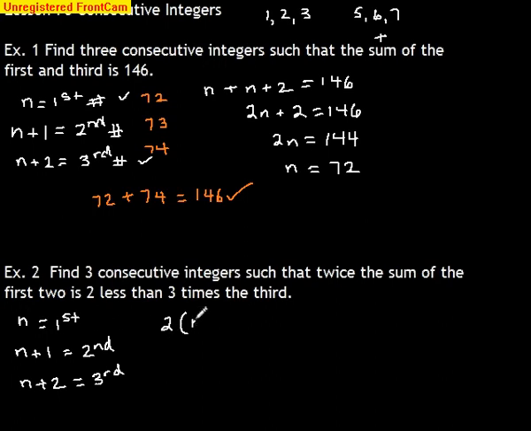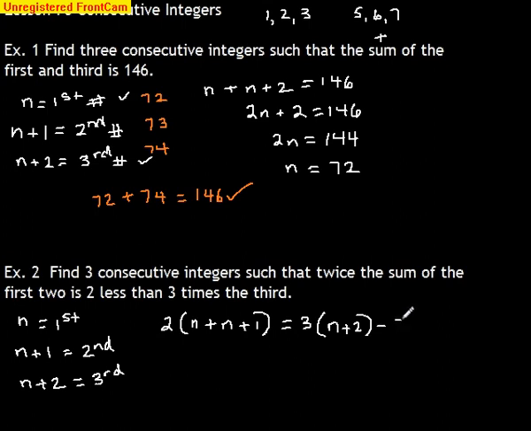So that'd be n. We want the sum of the first two, n plus 1, is, so we got our equals, is 2 less than 3 times a third. So it'd be 3 times a third. Third is n plus 2, right? Use your heading. This is your third. 2 less than 3 times a third.